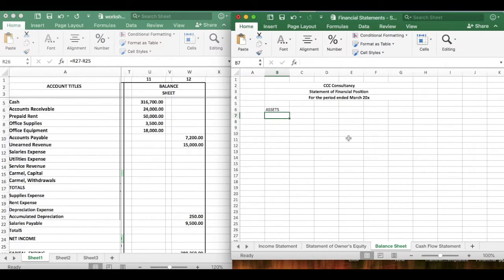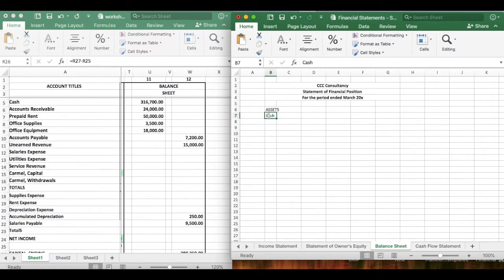So what do we mean by liquidity? Liquidity would be how fast you can turn your assets into cash. So of course, the most liquid asset is cash. So cash is always on top. Okay, and you just follow columns 11 and 12 of your balance sheet.